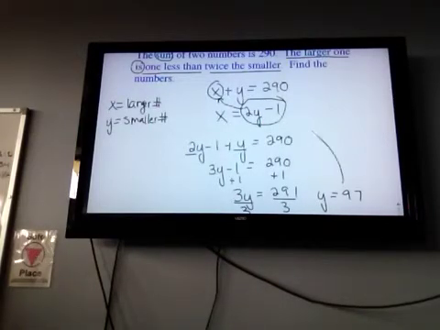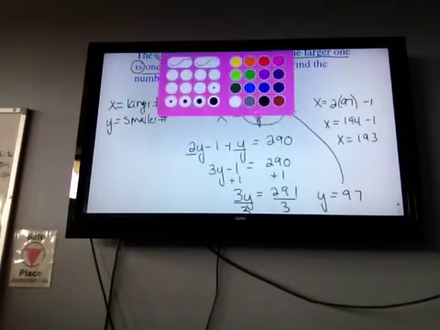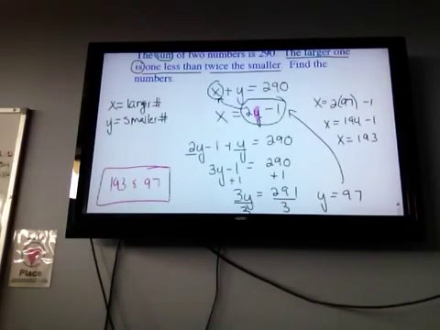And then in substitution, there's the best place to go back to, right there. X equals 2 times 97 minus 1. X equals 194 minus 1. X is 193. So my two numbers are 193 and 97.